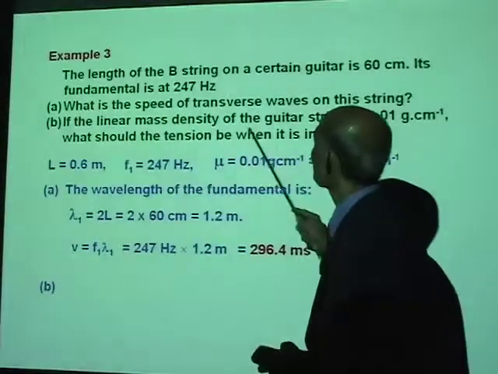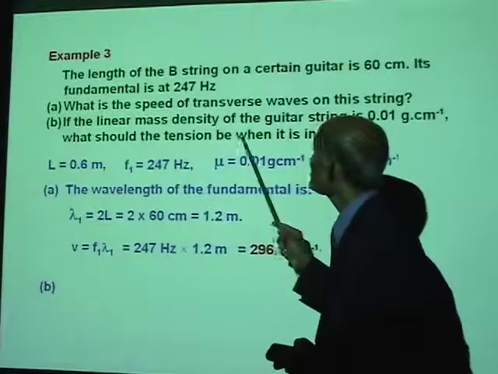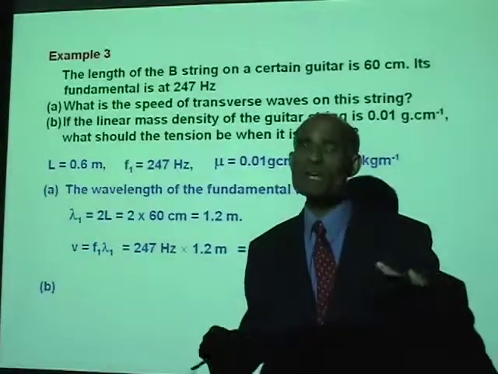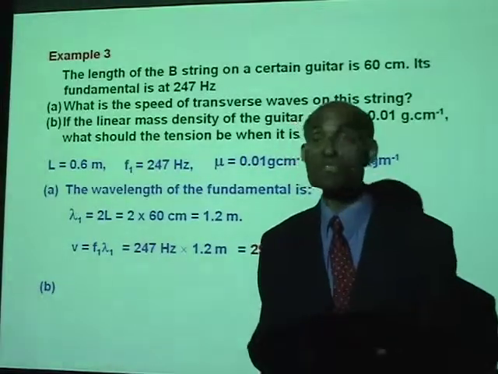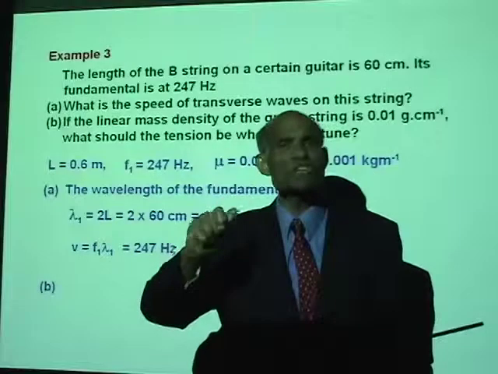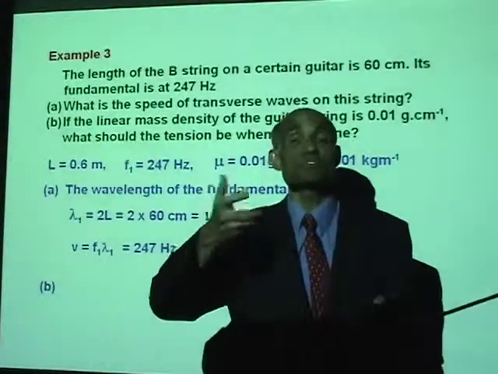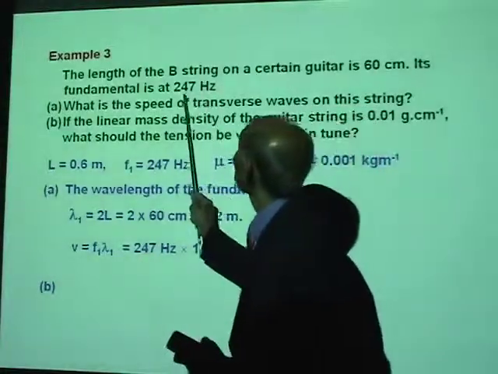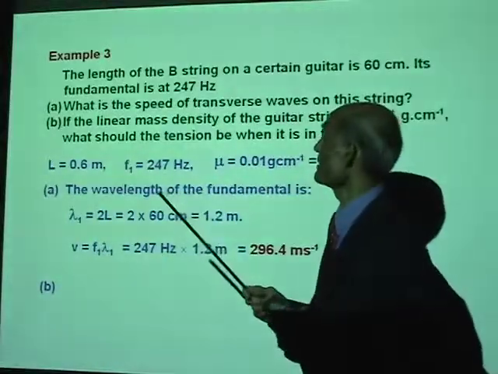What's the B part? If the linear mass density is this, what should be the tension when it is in tune? What does it mean when the string is in tune? If the guitar is not in tune, have you seen anybody tuning a guitar by turning the knob, by adjusting the tension? Well, the string is in tune means its frequency is truly 247 Hertz.